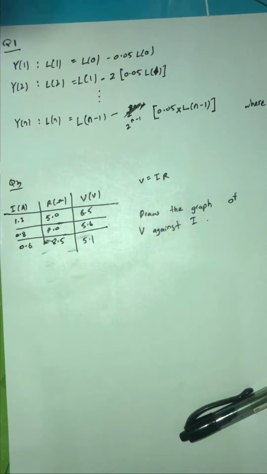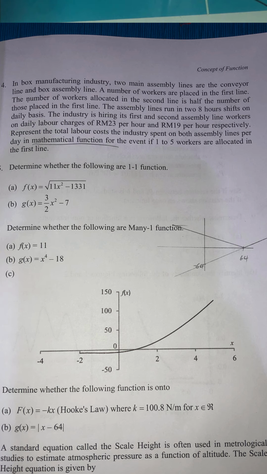So, the assembly lines run in two 8-hour shifts on a daily basis. The number of workers allocated in the second line is half of the number of workers allocated in the first line. The labor charge for those in the first assembly line is RM23 per hour, and for those in the second line is 19 per hour. We need to represent the total labor cost the industry spent on both assembly lines per day in a mathematical function for the event if 1 to 5 workers are allocated in the first line.